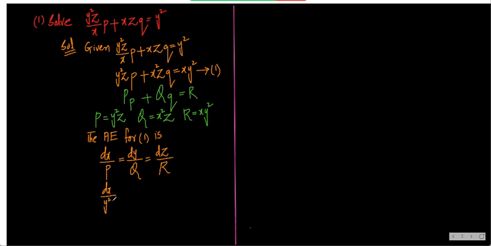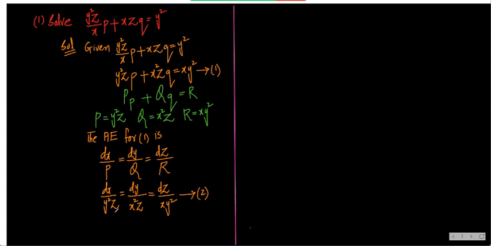Equal to dy by capital Q, the capital Q value is x square z, equal to dz by capital R. Capital R is nothing but x y square. This is called the second equation. Now observe this equation number 2 for less than 1 minute. Don't waste your time. We can see whether we are able to solve this equation number 2 or not.